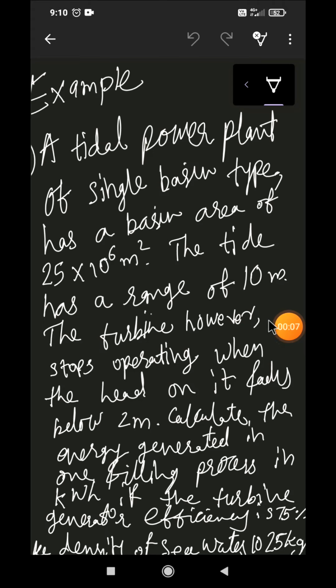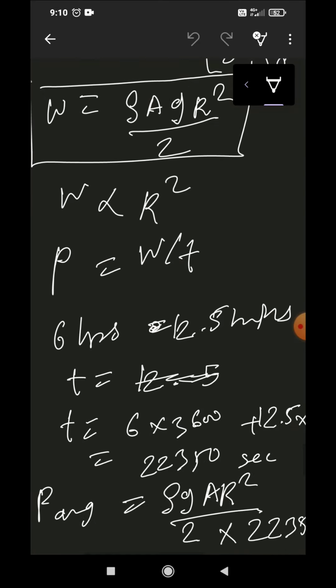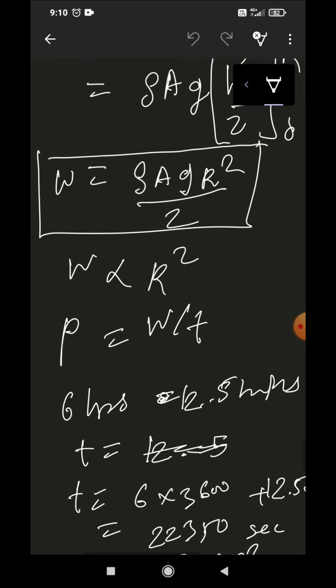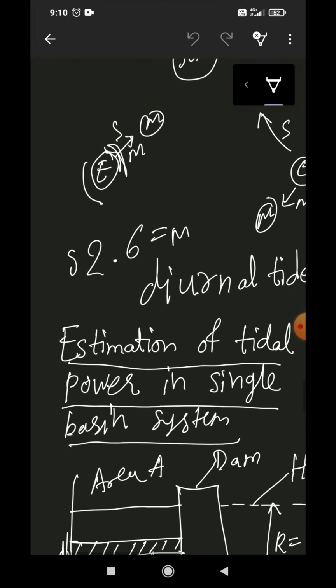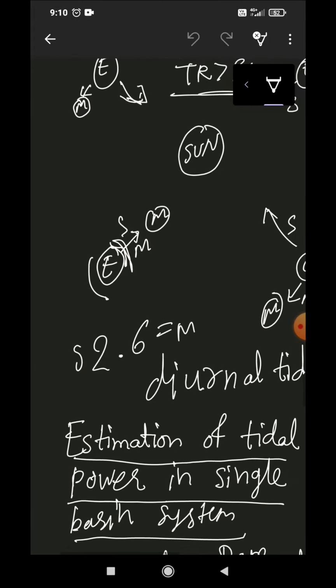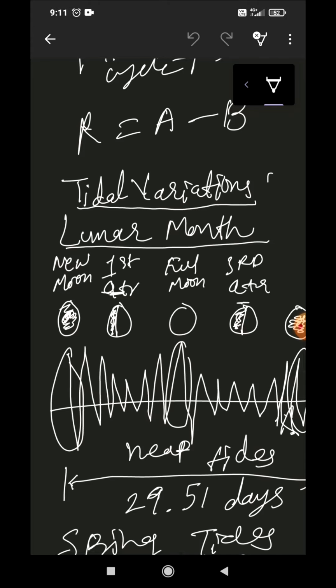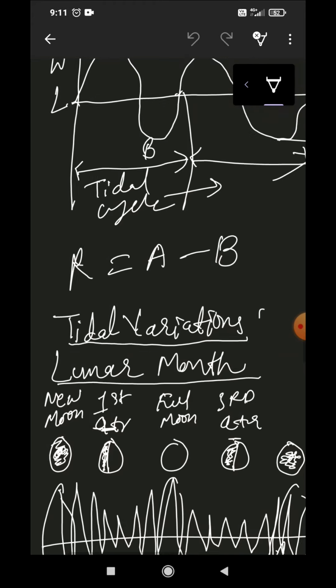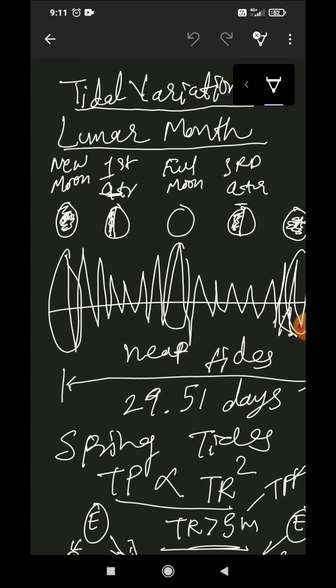Hey guys, so in the last lecture we started a new topic in the ocean energy chapter, it is tidal energy. In tidal energy we have seen the various high tides and low tides during the various phases of the moon due to the attraction of the moon and sun. In a full lunar day there are two cycles in which you get two high tides and two low tides.